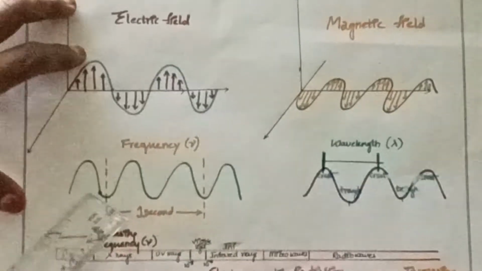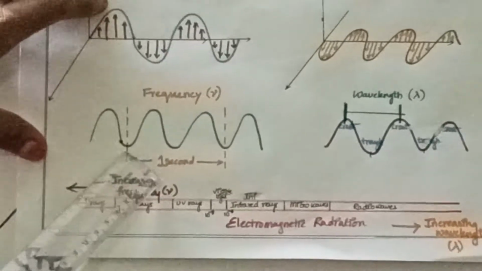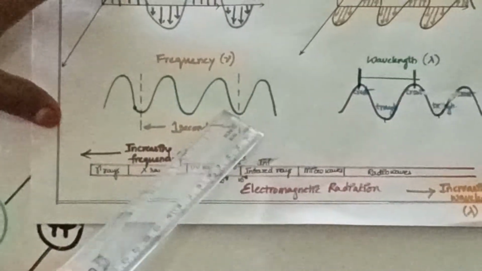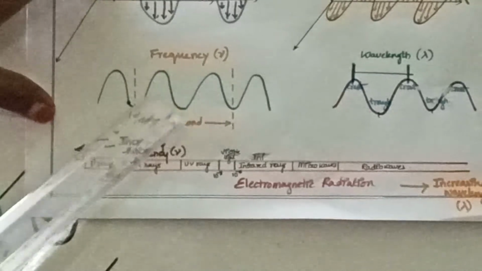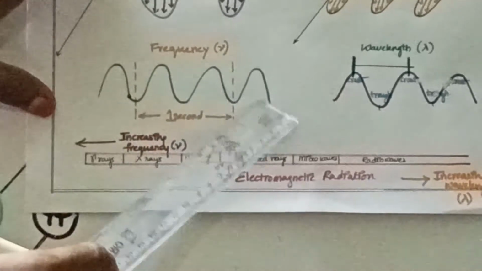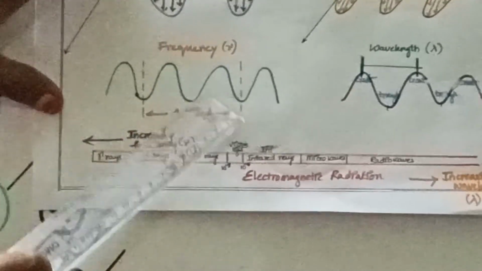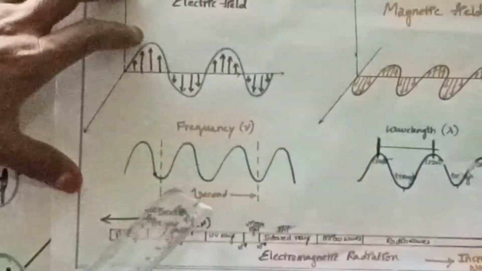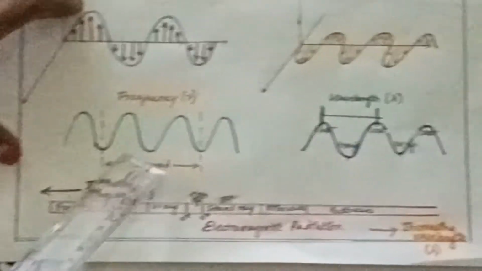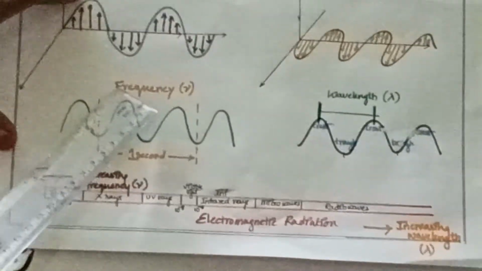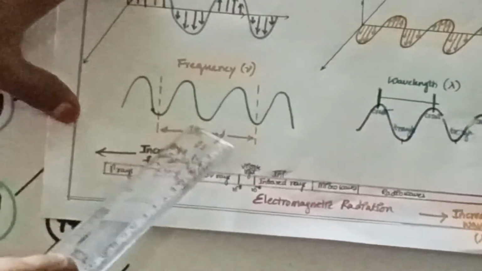Next, what is meant by frequency? If you take a fixed point, the number of waves that can come across that point within 1 second is called its frequency. If the wavelength between these two points is greater, very few waves will cross within 1 second, so the frequency is less. If the lambda value, that is the wavelength, is less for other waves, then many waves can come across, and the frequency increases. So frequency and wavelength are inversely proportional to each other.